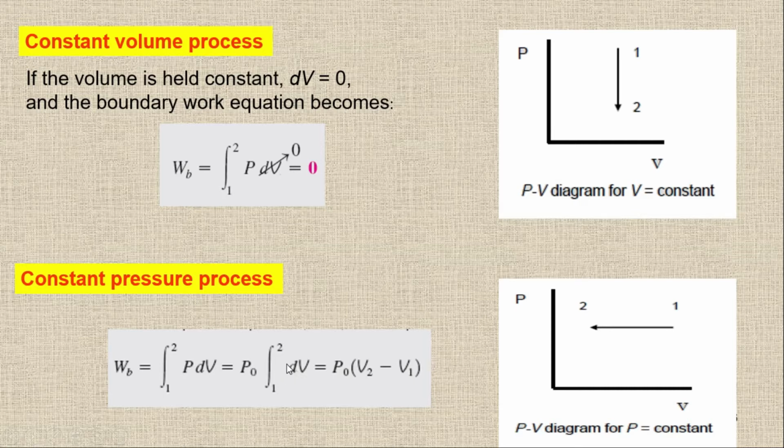Now if I integrate dV between 1 and 2, we will only get the change in the volume. So it will be V between these two limits, and I can write P (V2 minus V1). So the boundary work will be P (V2 minus V1). For the constant volume process, the boundary work is 0, and for the constant pressure process, the boundary work is equal to P (V2 minus V1).